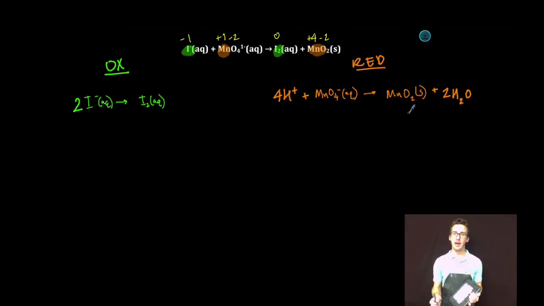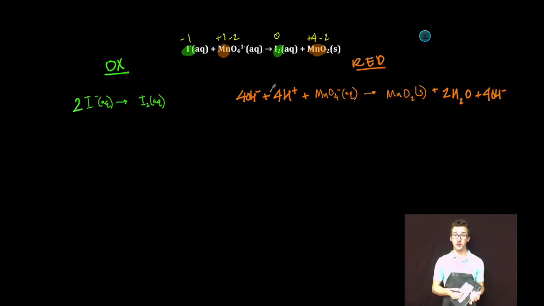But this is happening in basic solution. So what we're going to do is add the same number of hydroxide ions as hydrogen ions to neutralize them on this side, and just make sure to add them to the other side as well. Again, the step-by-step method is just a convention that we use for balancing it. So if you're confused, just practice the steps. Again, it's just a method to come up with the balanced equation.